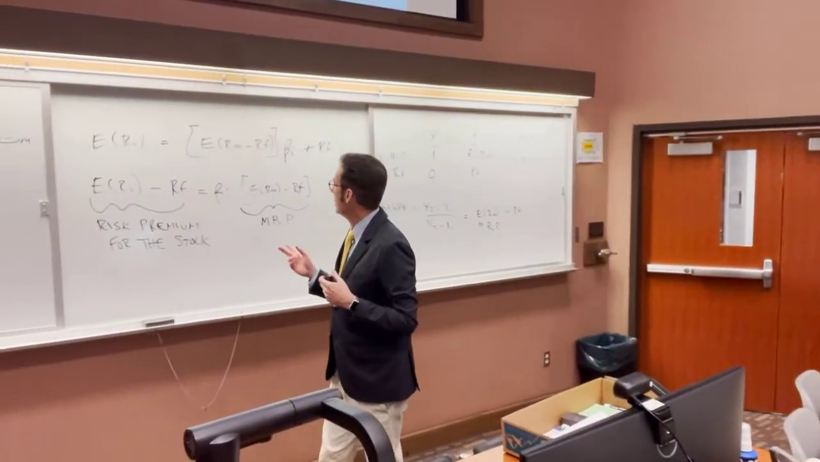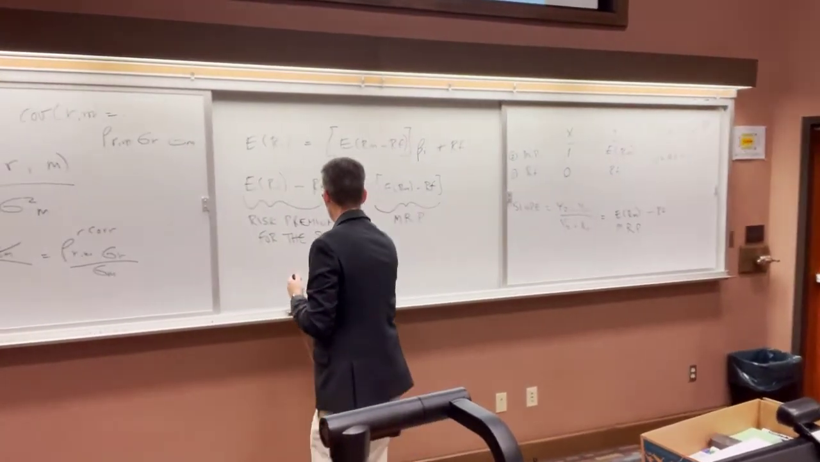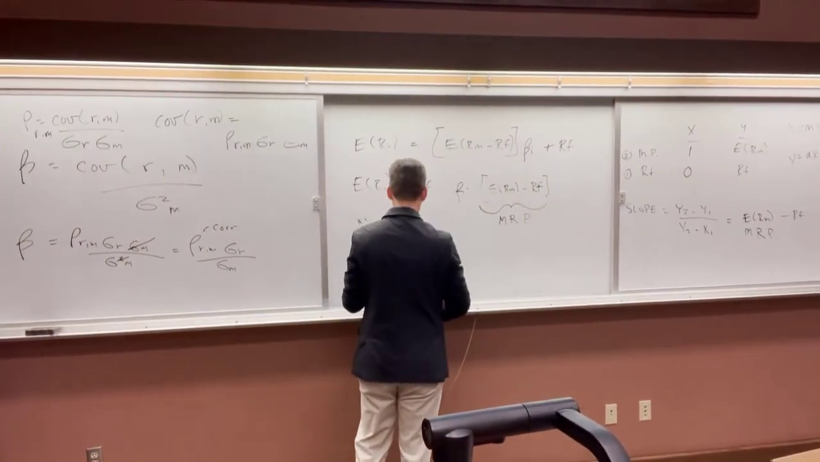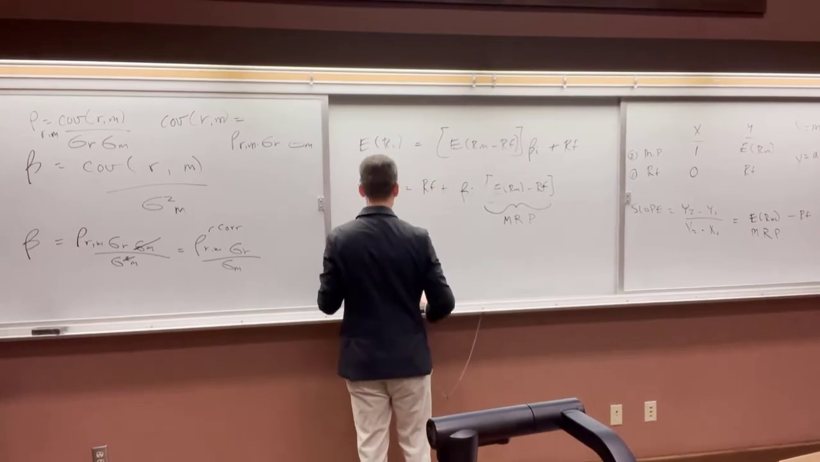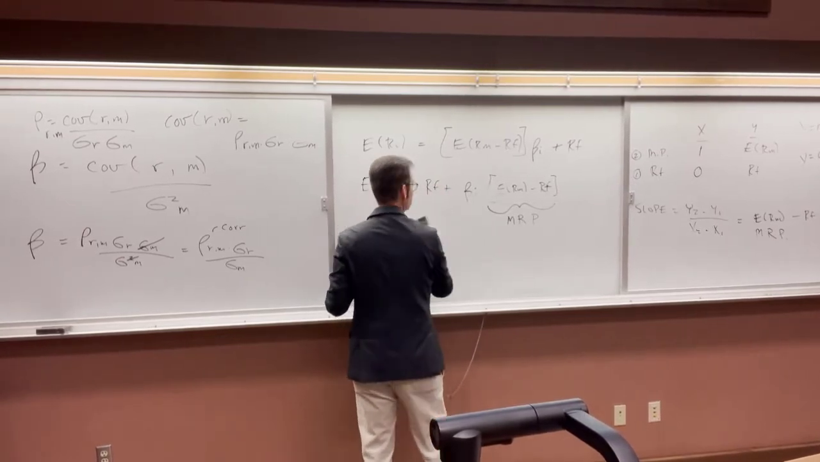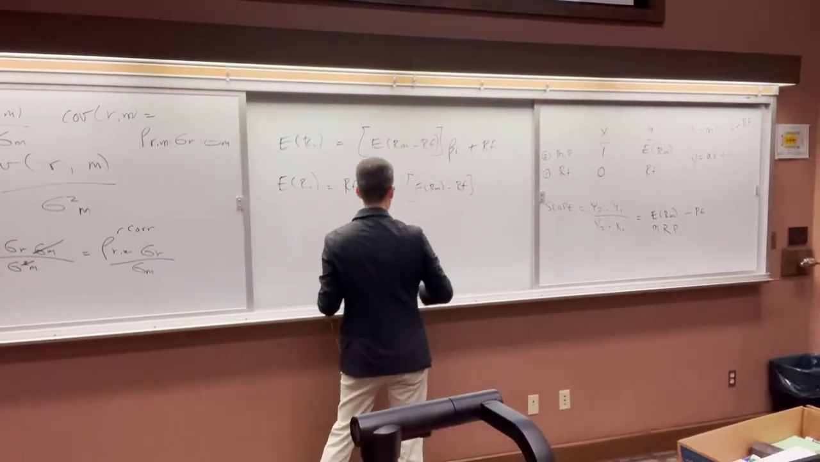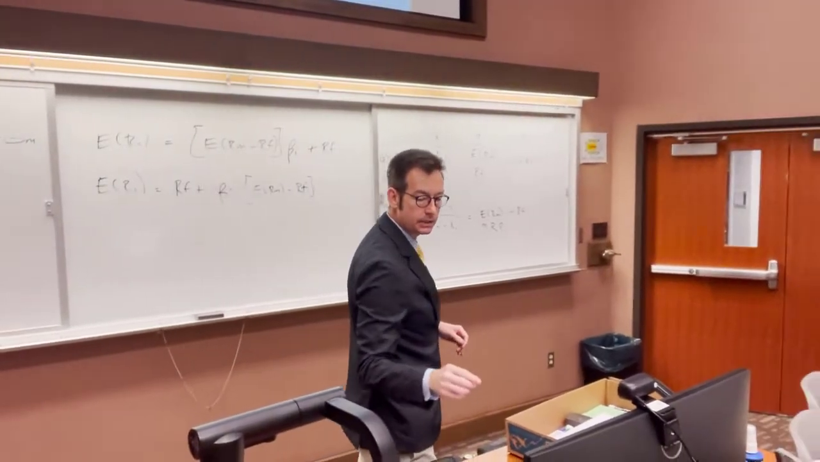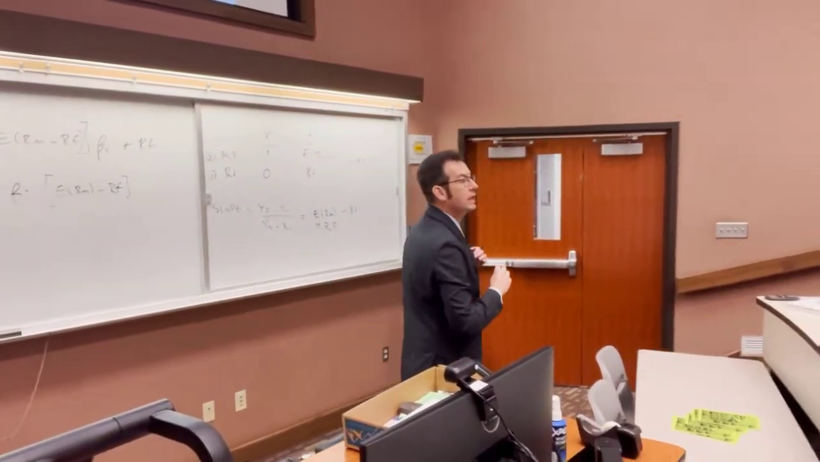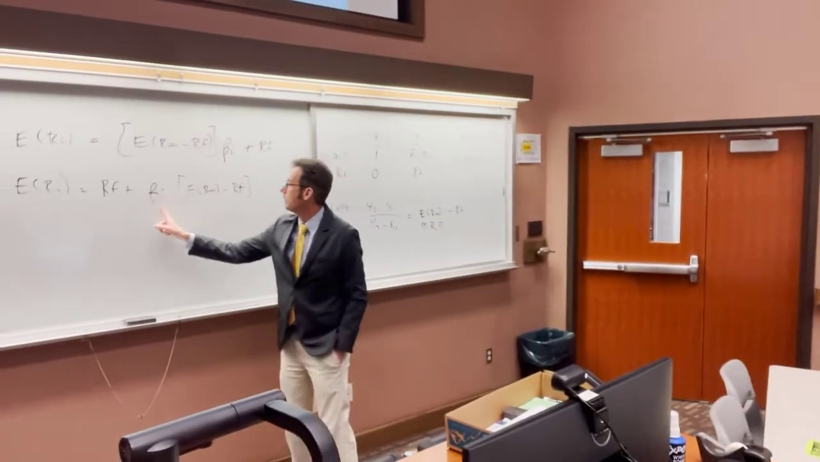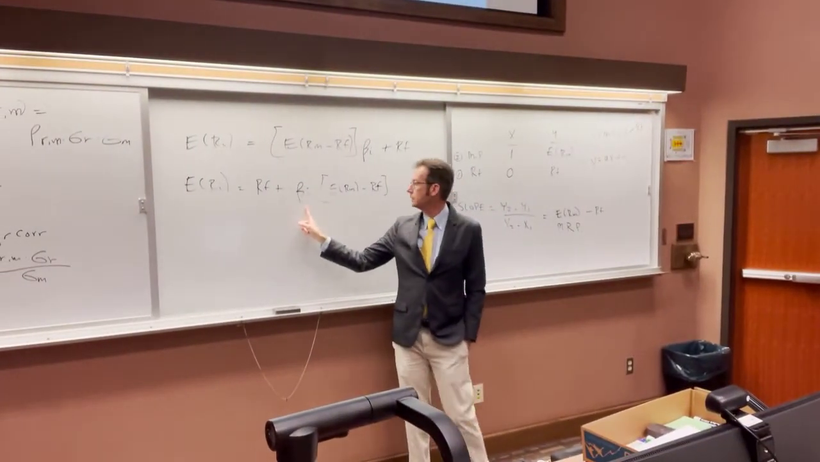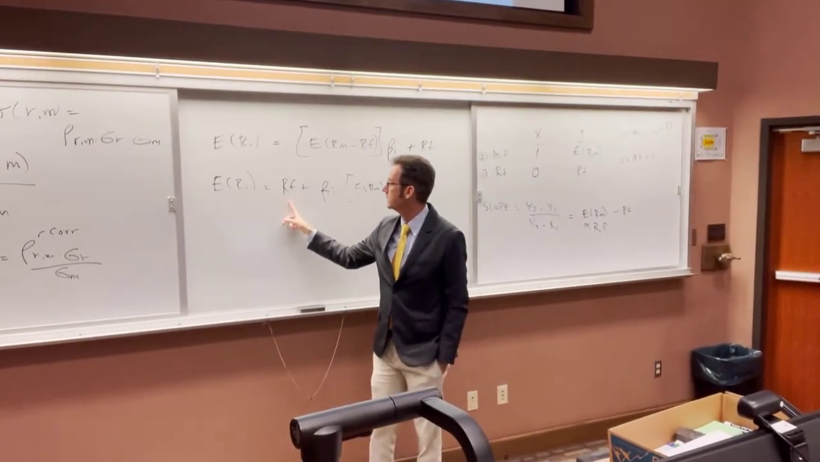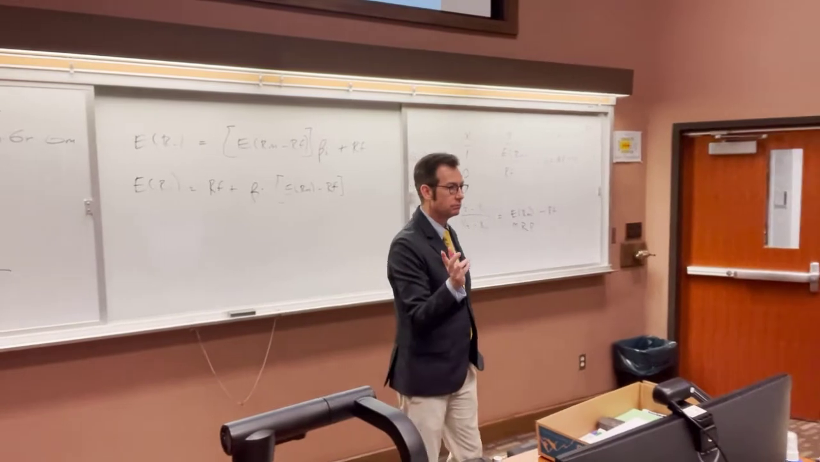Okay. Now let's go back and talk about different kinds of betas. I'm going to put this back the way it was. We said that the beta of the risk-free asset is 0. If I plug beta of 0 into this, what do I get? The expected return is just the risk-free rate. Does that make sense? Sure does.